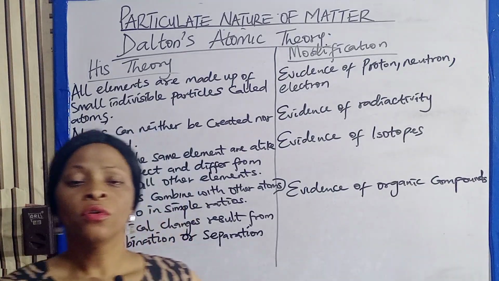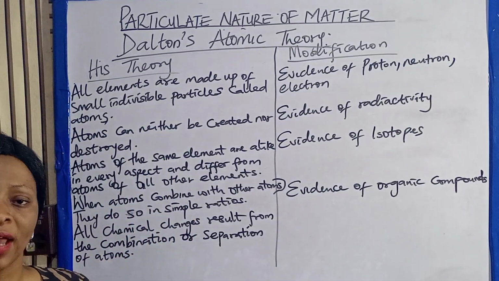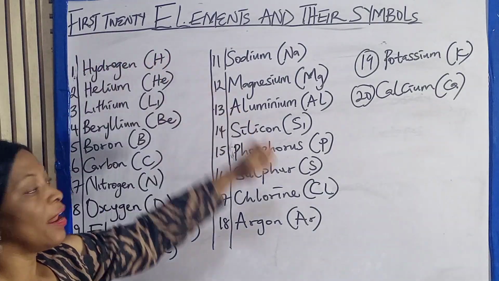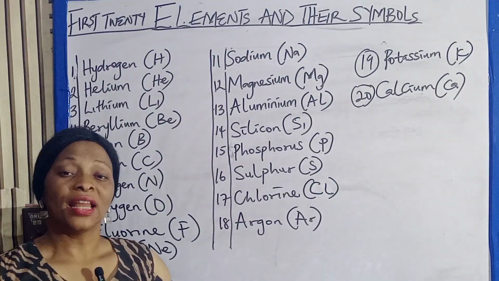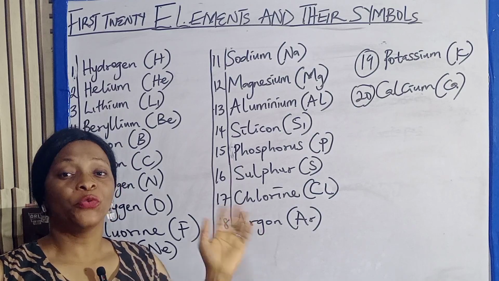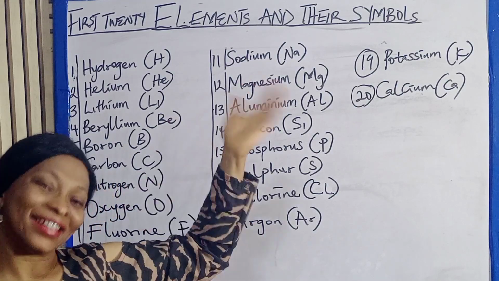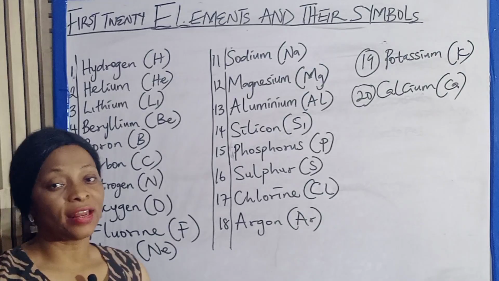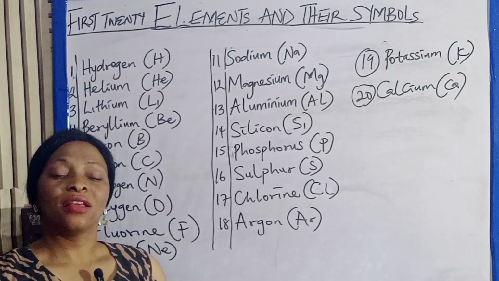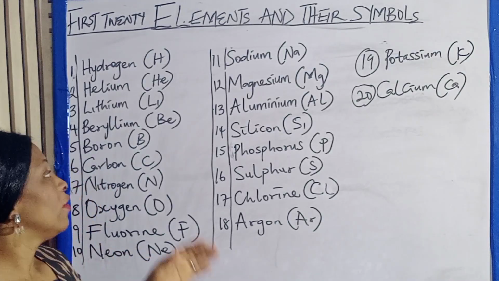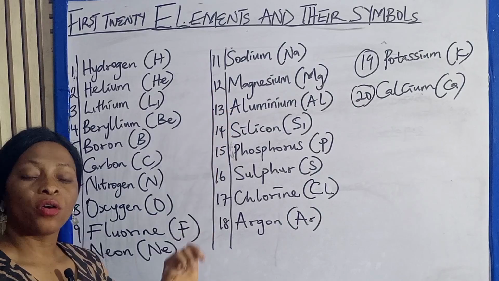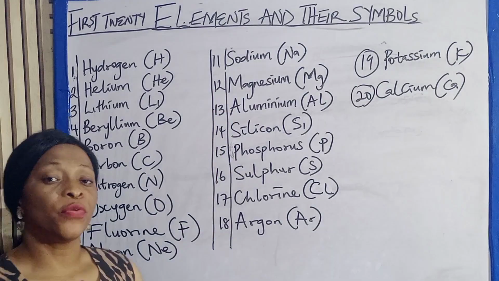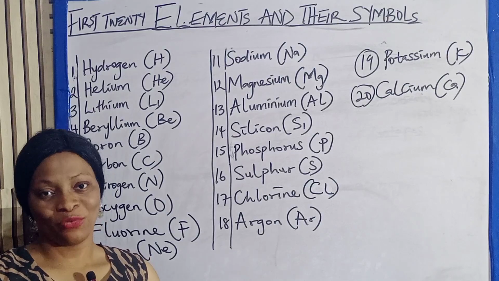Let's move to the symbols we have in chemistry. Okay, so let's look at the first 20 elements and their symbols. Now, it is very important you know this offhand because it is going to help you in inorganic chemistry. And it is also important you know their numbers because their numbers talk about their atomic number, which will help you a lot in inorganic chemistry.